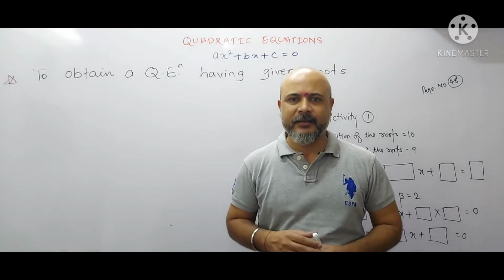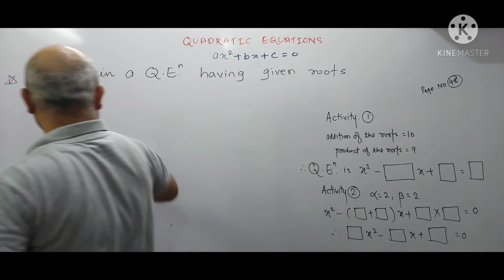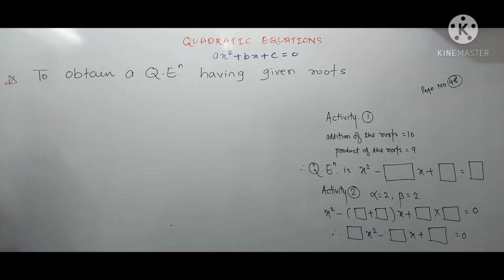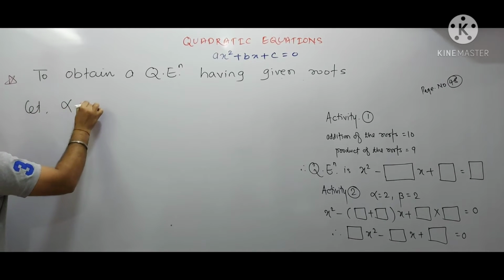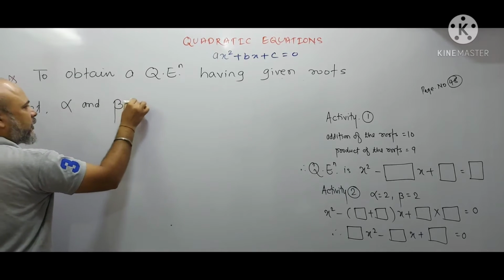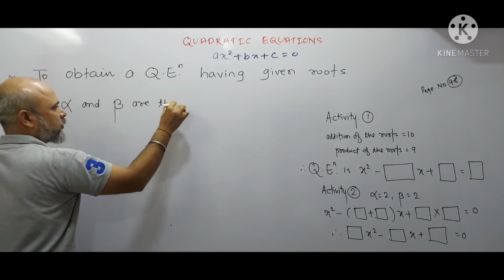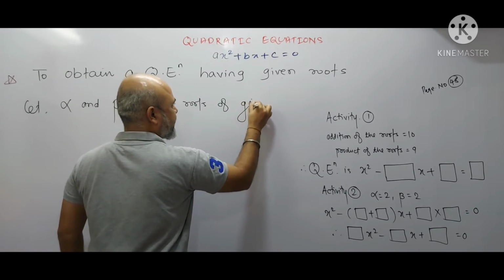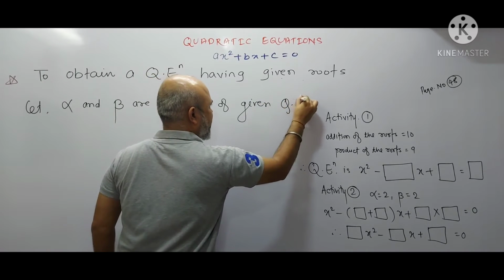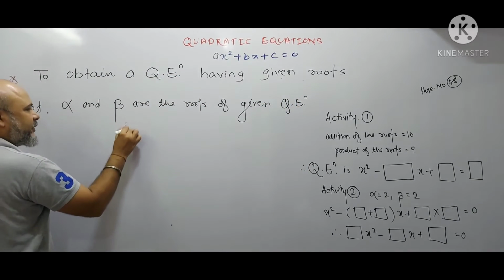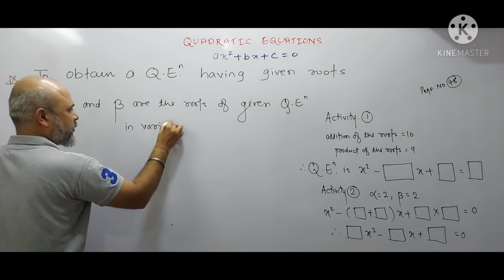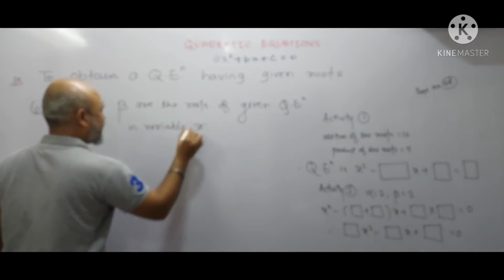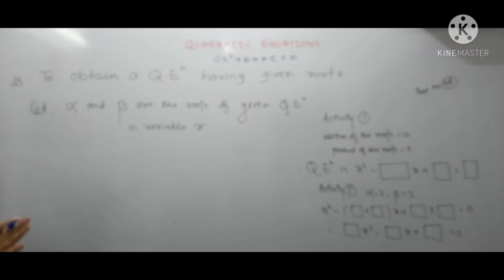In this lecture we are going to learn how to write the quadratic equation when roots are given. Okay, so to obtain a quadratic equation when roots are given, so let alpha and beta be the roots of a given quadratic equation in variable x. Okay, so alpha and beta are the roots of the quadratic equation in variable x.